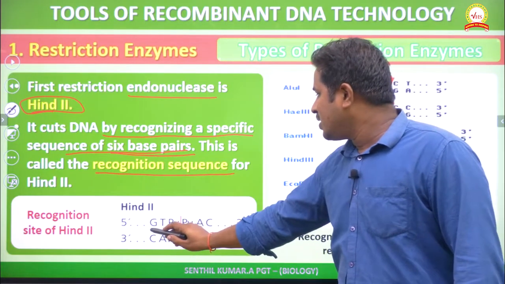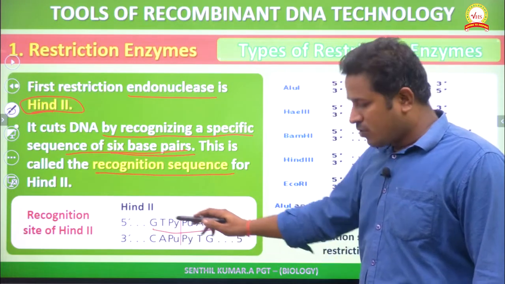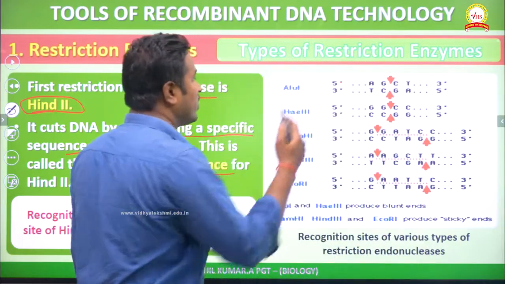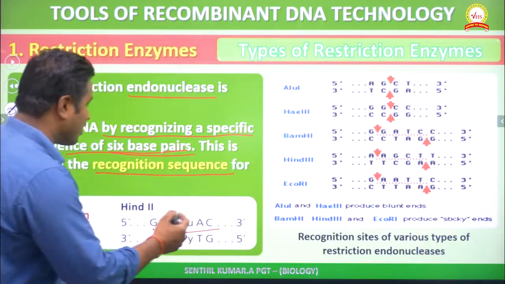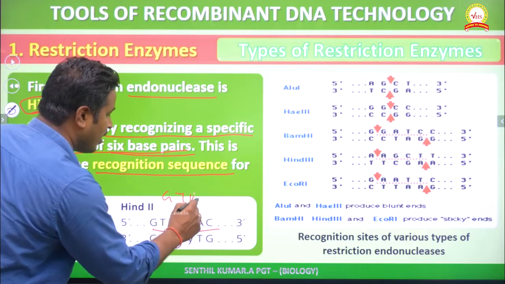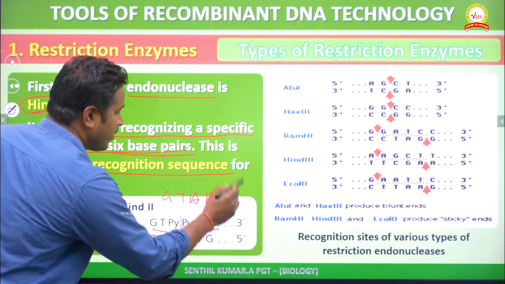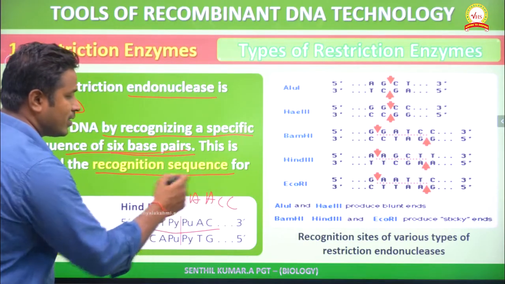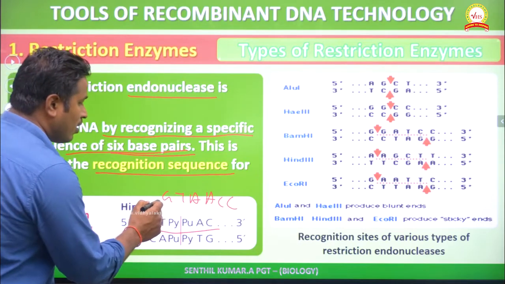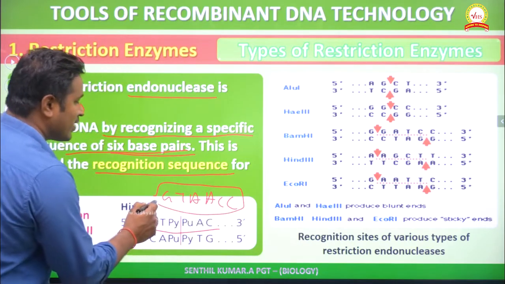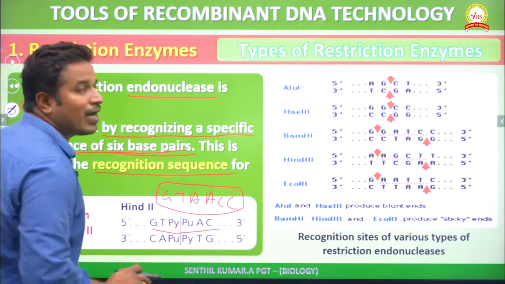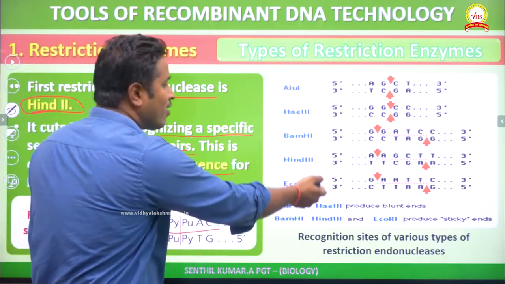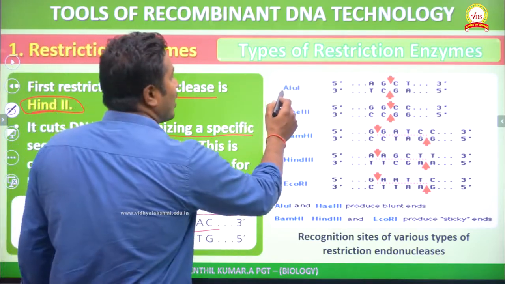This is the sequence: GT, Py, Pu, AC. So instead of this you can go with this. It may be anything, like G, T, A, C, C. Here 6 bases are there. Like that, it can recognize any such bases and cut there. Like that, various kinds of enzymes are there.